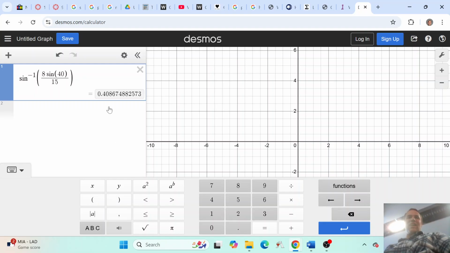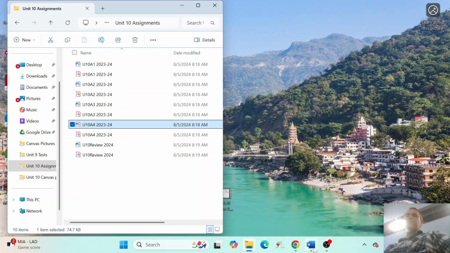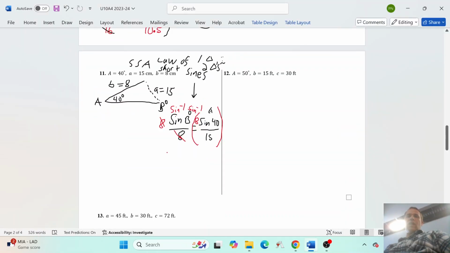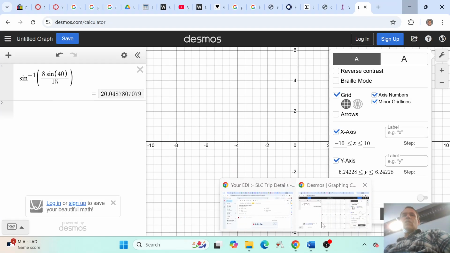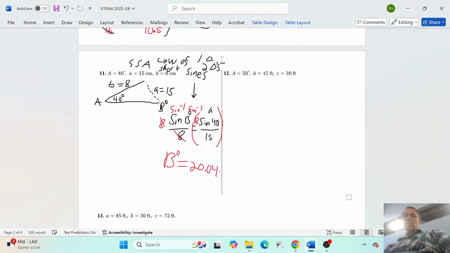Okay, so then we get 0.40 because we're in radians. I had to flip my switch over there. Okay, so that's degrees now. So it should be 20.048. That's what B is equal to. So B is equal to 20.048, which should round to just 20 really. Looks like he put for B 20 degrees, yep.